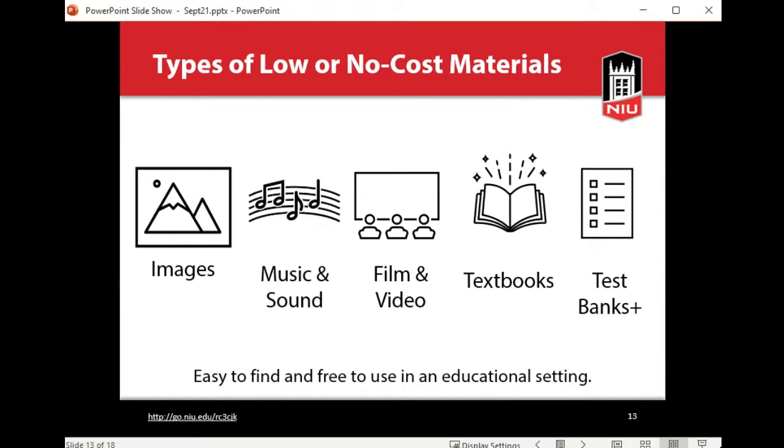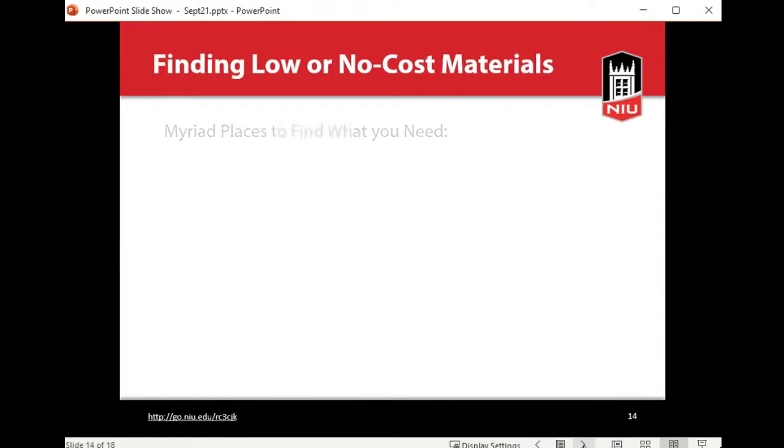And we're talking about a lot of these absolutely free resources, but there are also low cost resources. So you can get like a $1.99 streaming rental of Jaws in case that fits in with your particular teaching needs. Next slide.